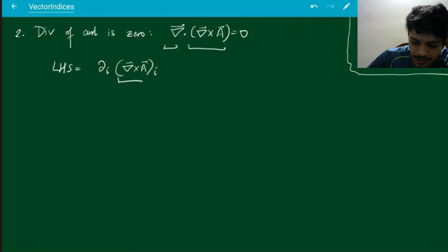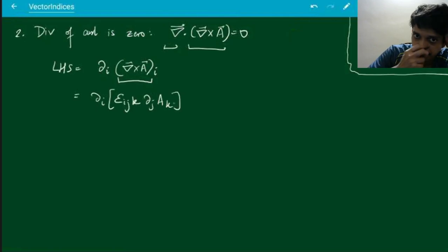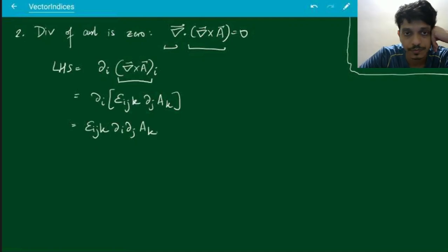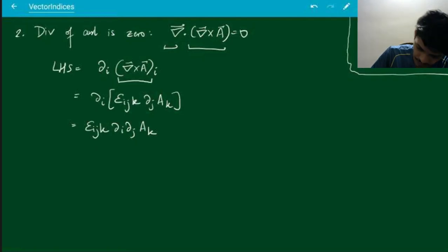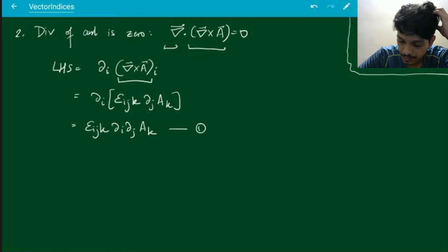Now what is this? This itself is a cross product. So I'm writing the ith component of this. This becomes epsilon ijk, the first one j, the second one k. So this is epsilon ijk del i del j ak. Now something very interesting happens over here. Let me call this equation 1. Now remember, i and j are dummy indices because I'm summing over them.